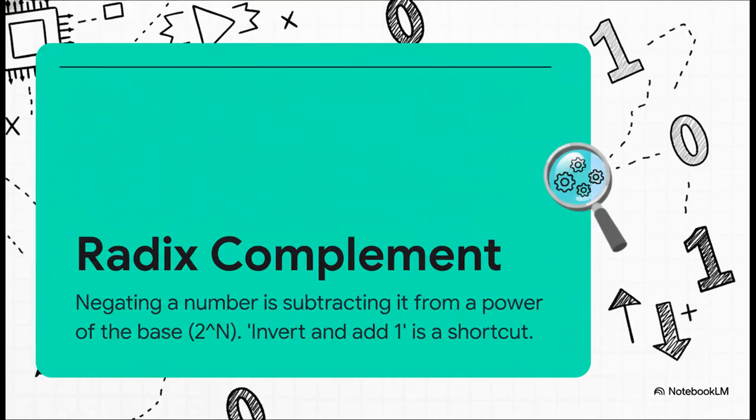Okay, here's the secret sauce. The fancy name for this is radix complement. But the reason our invert and add 1 trick works is simple. Think about the biggest possible 8-bit number. It's all ones. Subtracting any number from all ones is mathematically the exact same thing as flipping all its bits. So that's our invert step. The add 1 step then just completes the equation. It's a brilliant shortcut for a much more complex operation.